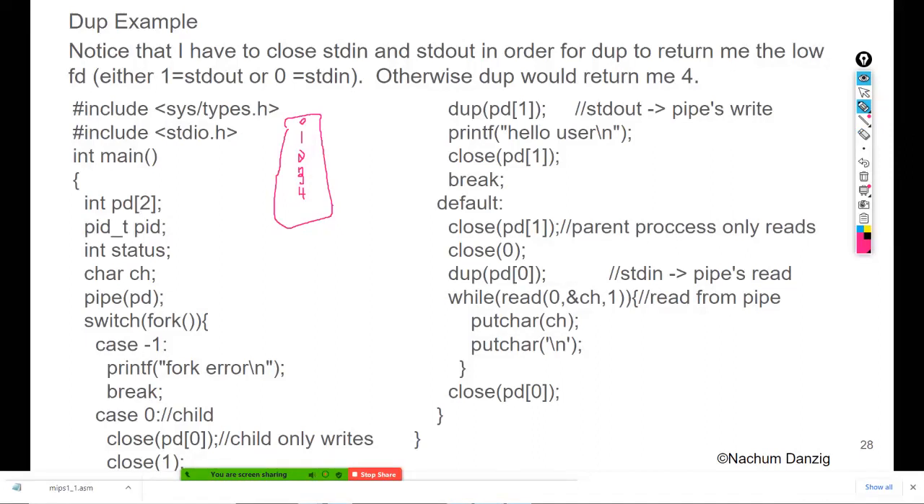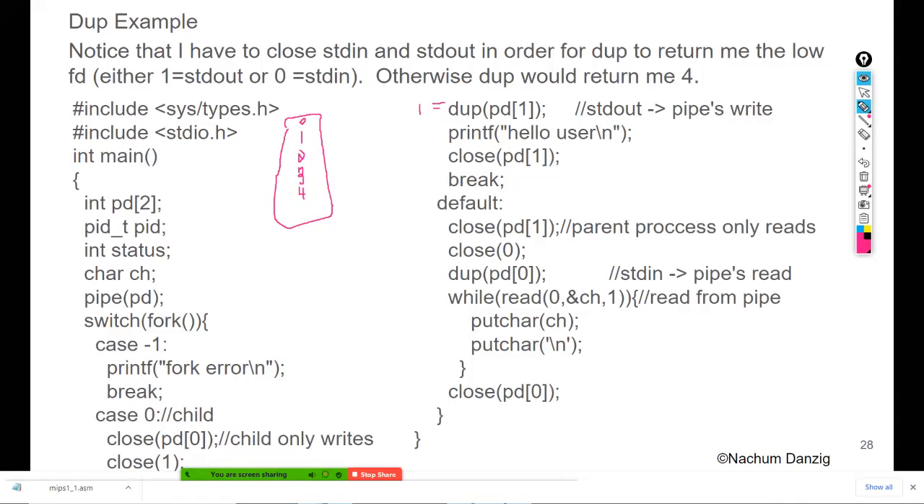Do you understand why it's 1? 1 was previously removed from the table, and when I do dup, it goes through the list and sees the first hole that it finds. And the first hole it finds is 1. So 1 will now point to the pipe. It'll return the value 1 over here. It's as though I wrote 1 over here. It returned a 1.